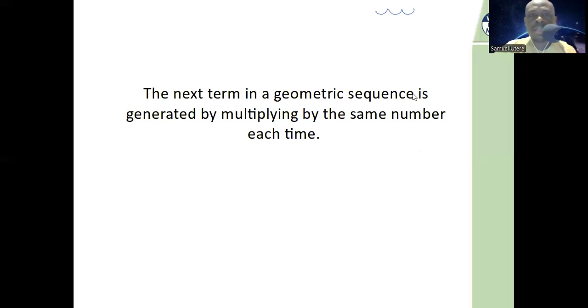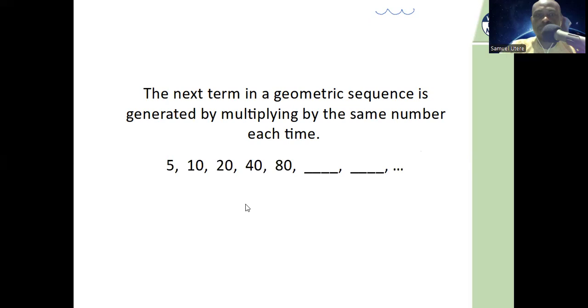So here, the next term in a geometric sequence is generated by multiplying by the same number each time. We've worked on how to find the missing terms in linear sequences. We're now working with geometric sequences. A geometric sequence is generated by multiplying by the same number each time. For example, here you can see that we're multiplying by 2 every time. This is a geometric sequence.